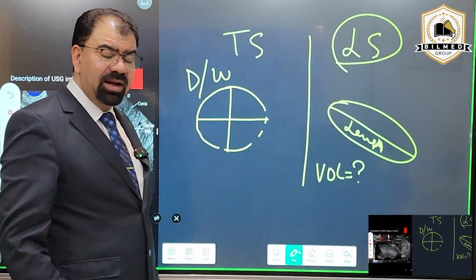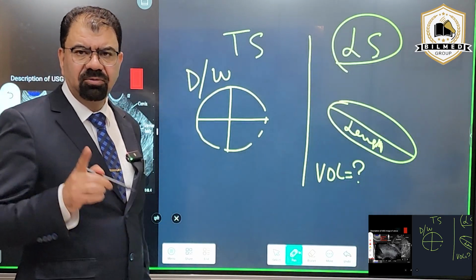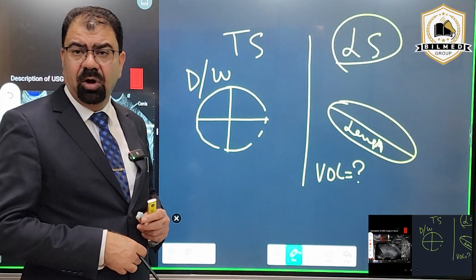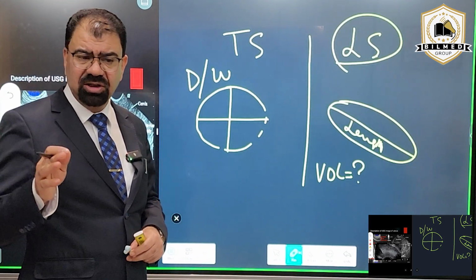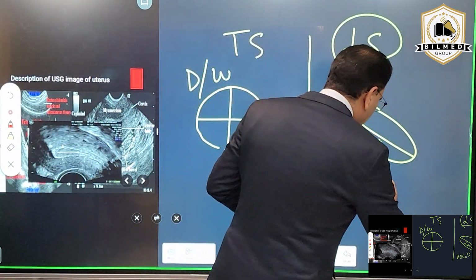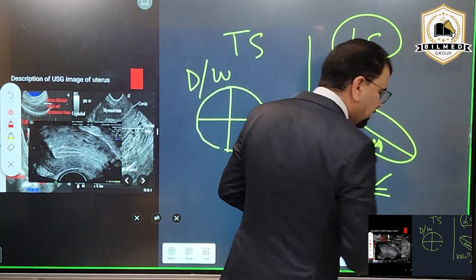So don't take volume in one section only. For volume, you have to take two sections and you have to give all this. Then only the correct volume will be given by the machine.